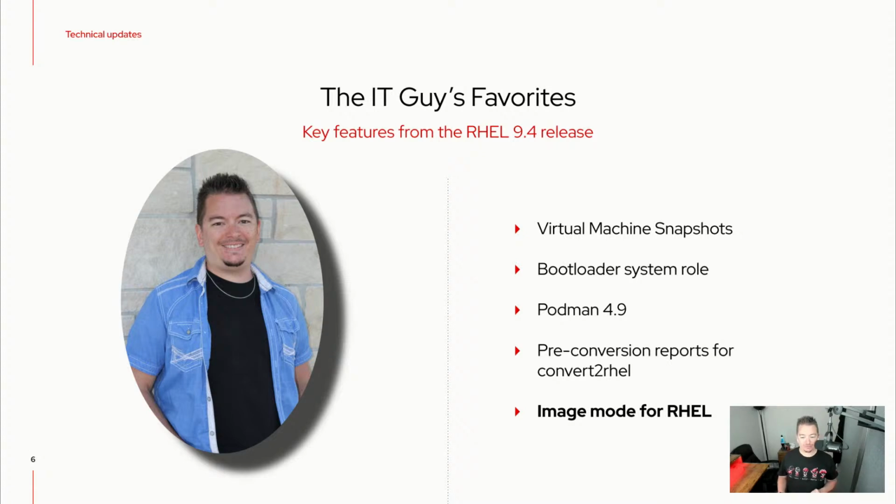Not brand new in this release, but bears mentioning is pre-conversion reports for Convert to RHEL. So what this means is before you do an in-place conversion from something like CentOS Linux or Rocky or Alma or one of the other RHEL-like systems, you can actually run a pre-conversion analysis, which will say, hey, these particular issues could break your upgrade or could break your conversion. And if you've run in-place upgrades with Leapp, you're familiar with the pre-upgrade analysis. This is kind of the same thing, but for migrations versus upgrades.